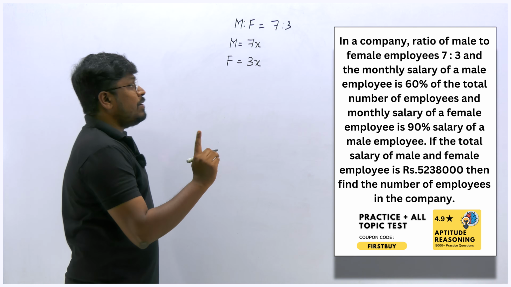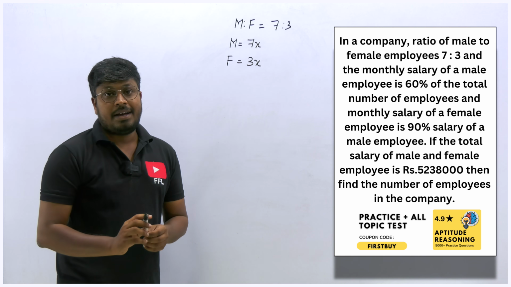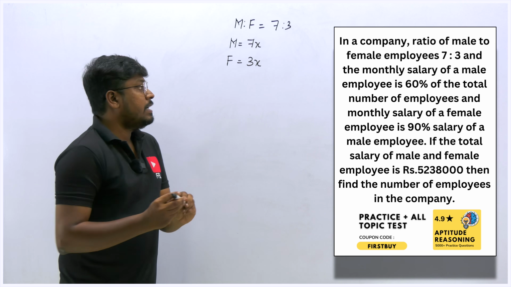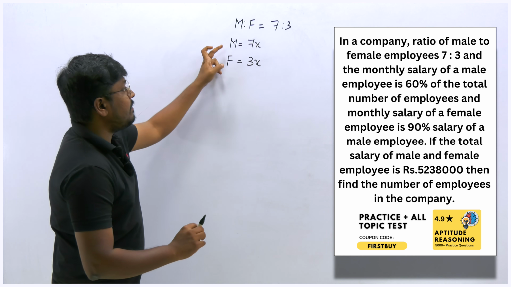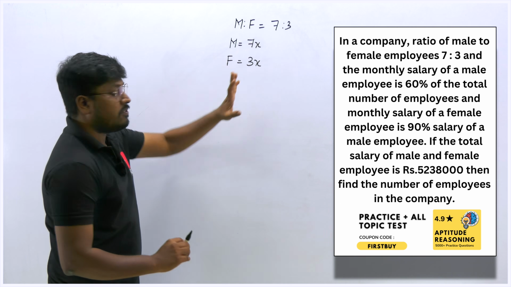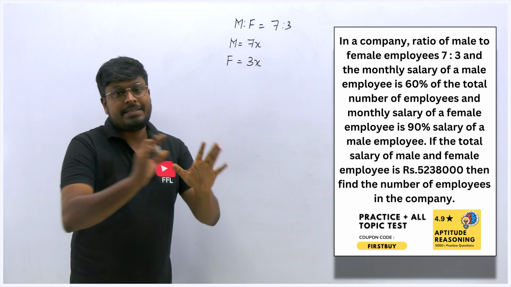At last I will tell you where many students usually make a mistake in this question. Let's talk about that later on. So now, according to the question, they have given the ratio of total male and total female, which is 7:3. So we have assumed it as 7x and 3x.